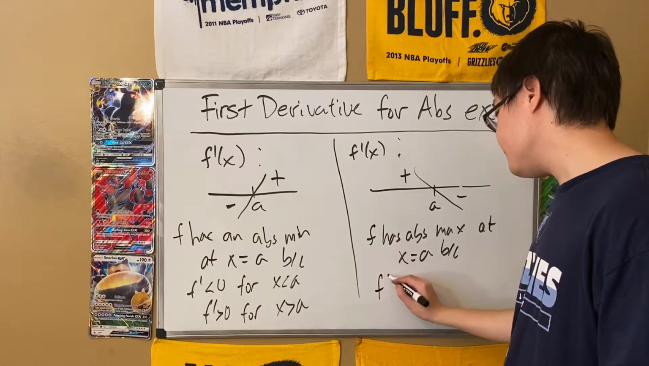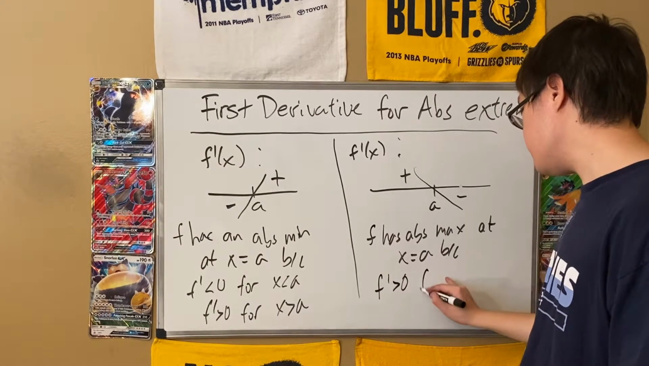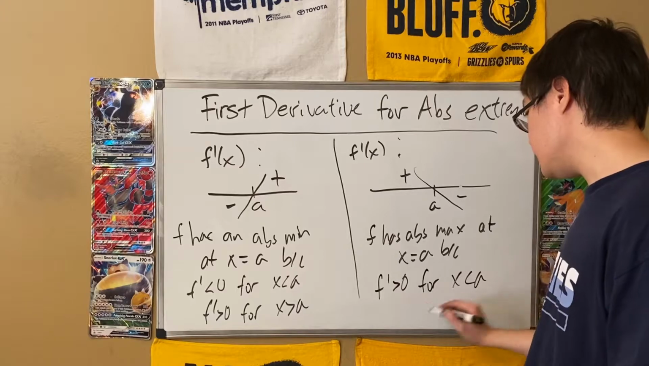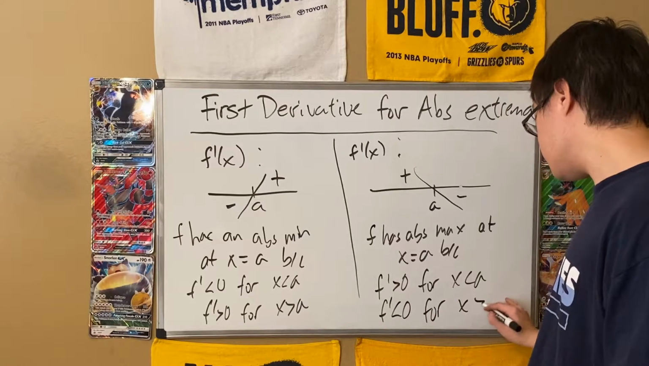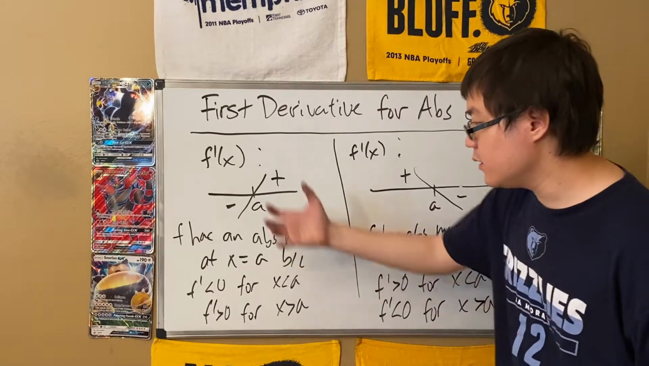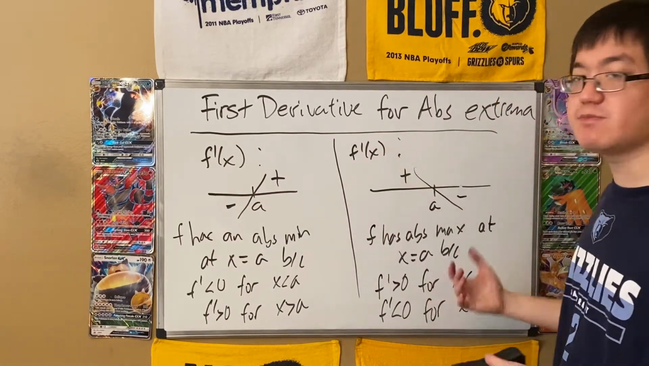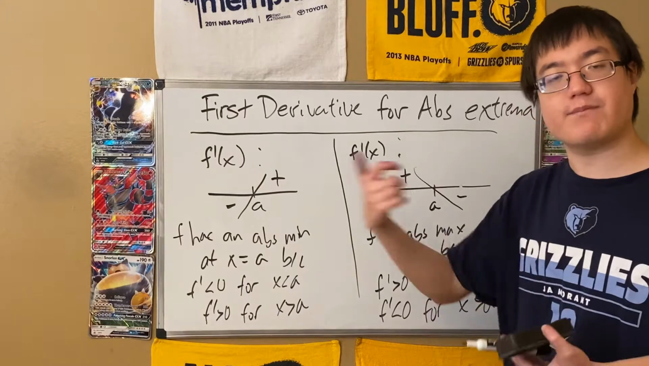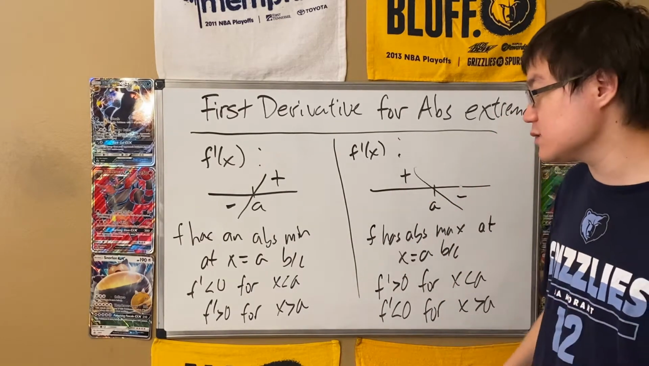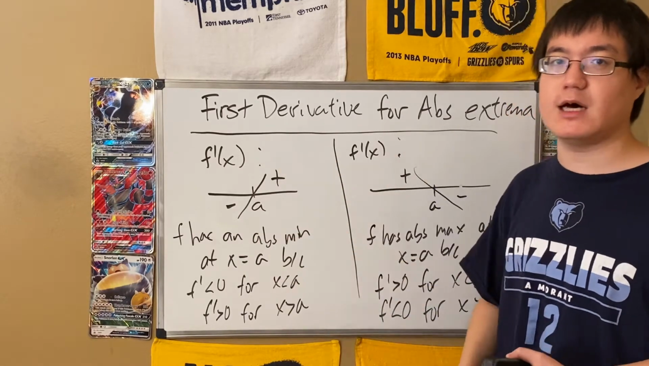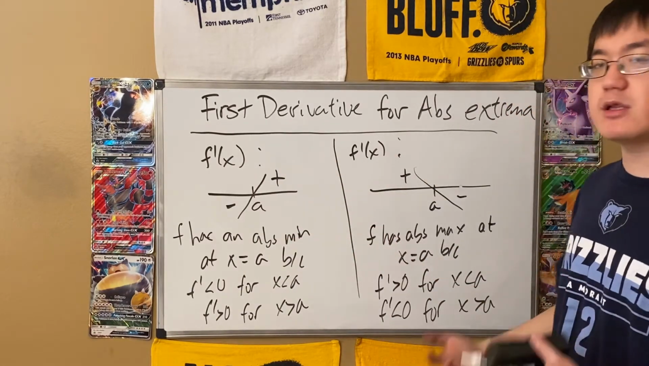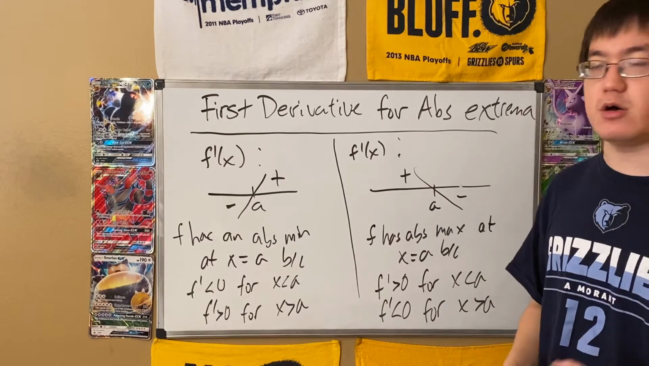So F prime goes from positive to negative, and that's all it does. Absolute min is negative to positive, absolute max is positive to negative, but again, you don't want to write that perfect relative max or relative min sentence. You want to write this sentence because this describes the sign chart as precisely as possible. So let's do maybe two examples of this and let's call it a day.